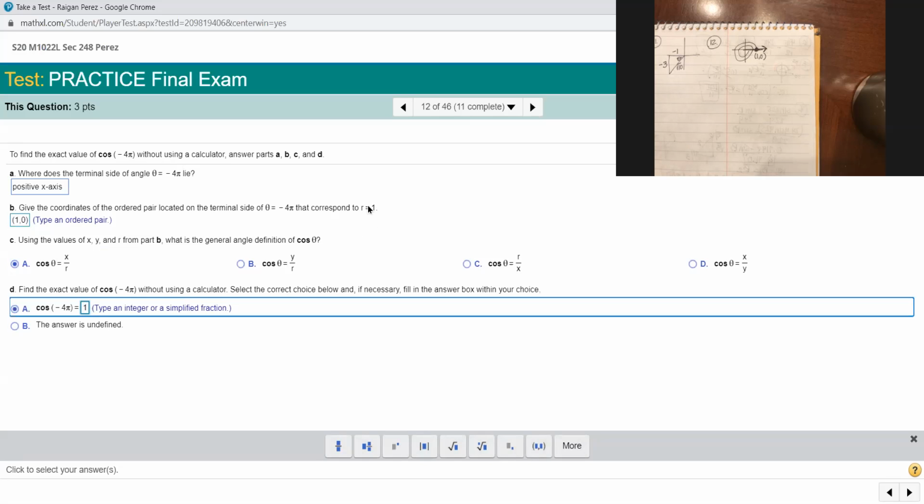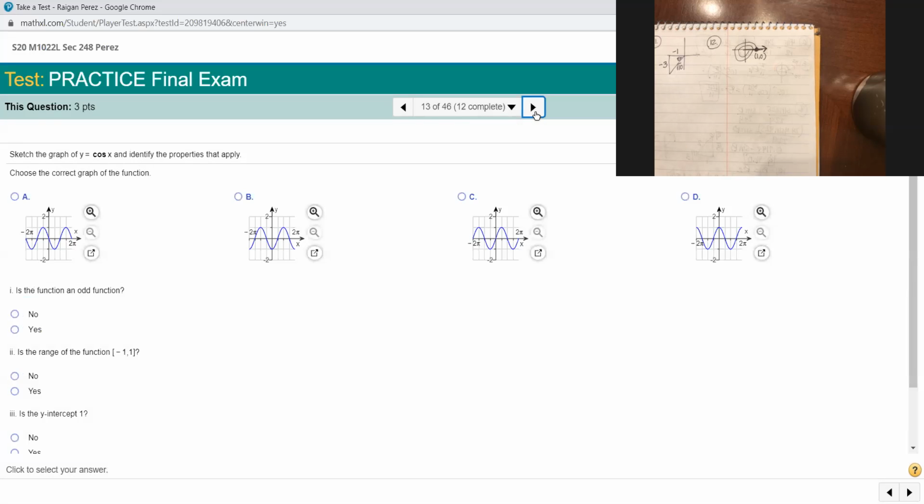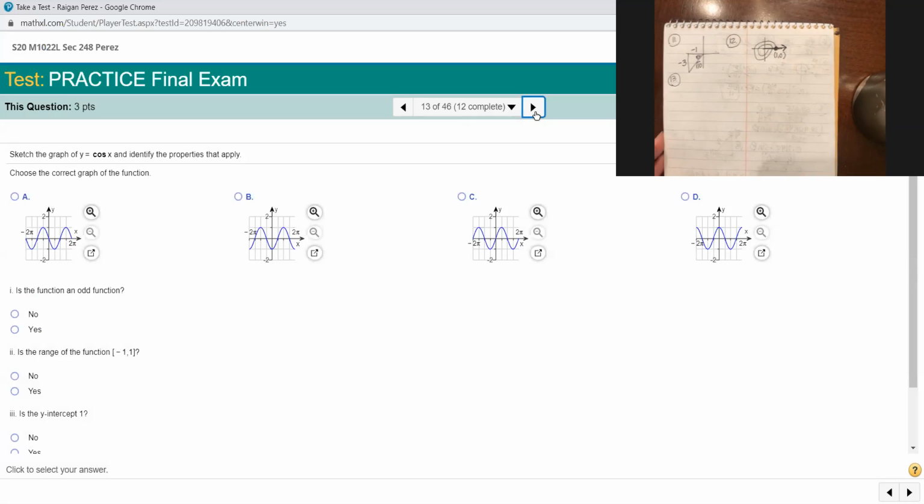Yeah, it says r is equal to 1, so 1 over 1. Just making sure that they didn't change the r for us. All right, so number 13. Sketch the graph of y is cosine. Remember, cosine goes through 1 on the y-axis and sine goes through the origin. So it's not A, B, or C right now. D is our answer.